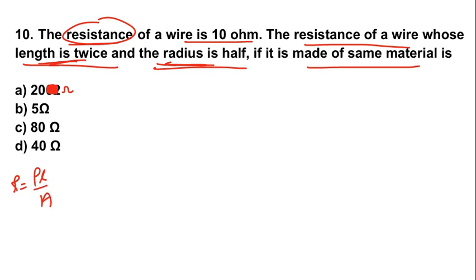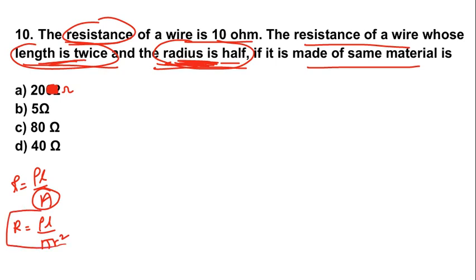In this question what he has given? Radius is halved, length is doubled, and he has given it in terms of radius. So try to modify the formula. R equals rho L by area, but area is not given, so you have to convert this area in terms of radius, that is pi r square. This is the required modified formula: R equals rho L by pi r square. Here the same material is given, so rho is constant, and length and radius are changing. The new resistance R2 we have to calculate.